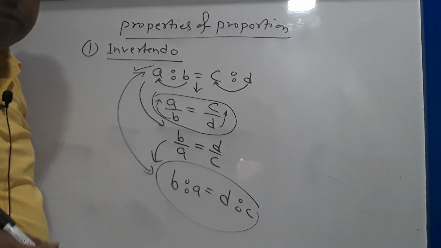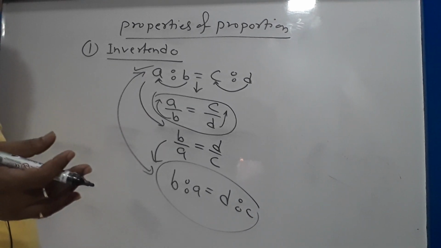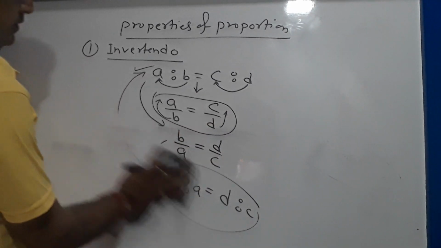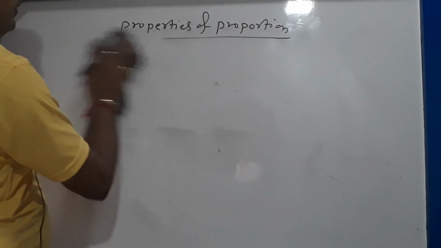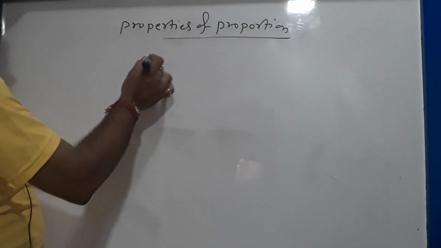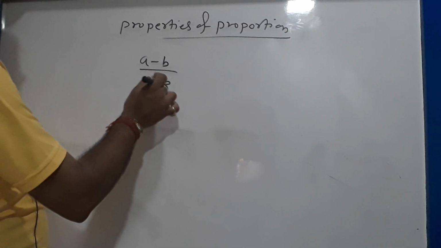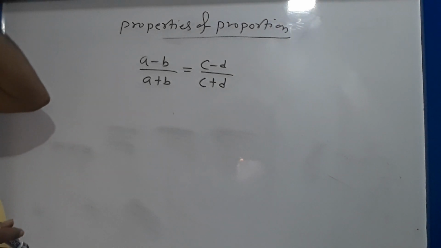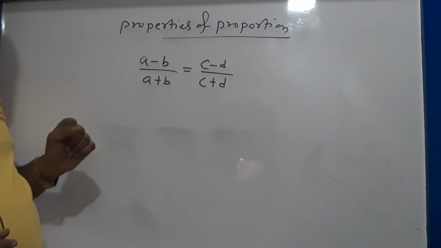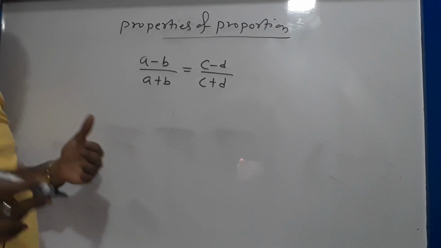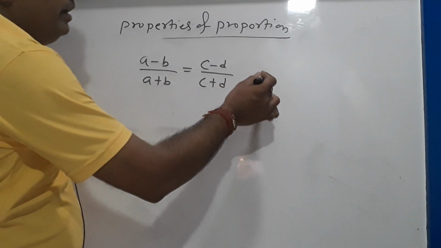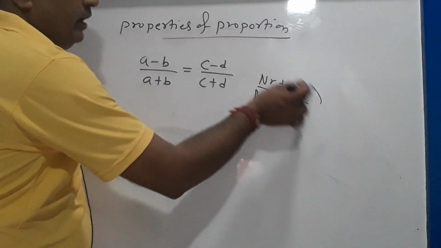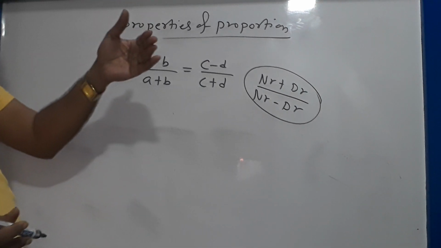In some of the questions on the proportion part, by using componendo dividendo, you will come across A minus B upon A plus B and C minus D upon C plus D. Correct? You will come across this type of equations. And what does componendo dividendo say? We have numerator plus denominator upon numerator minus denominator. In componendo dividendo, we have plus sign in the numerator.